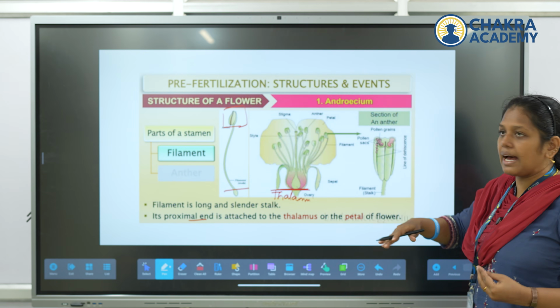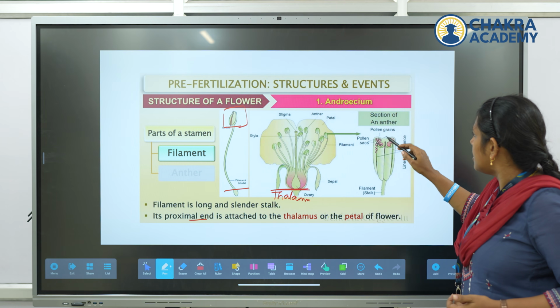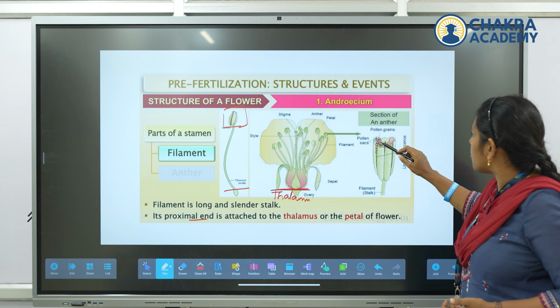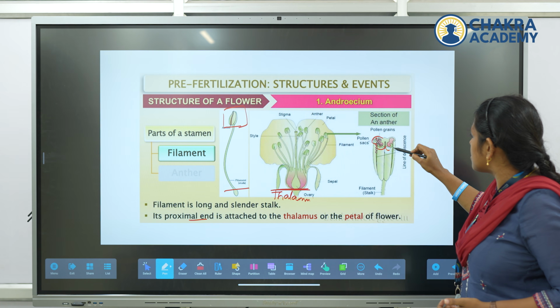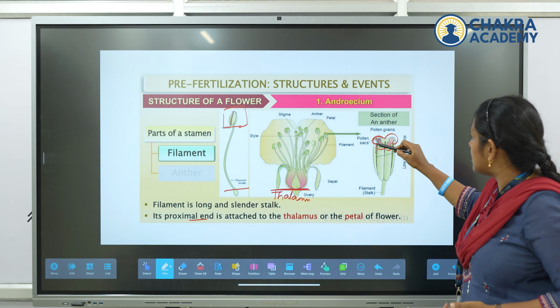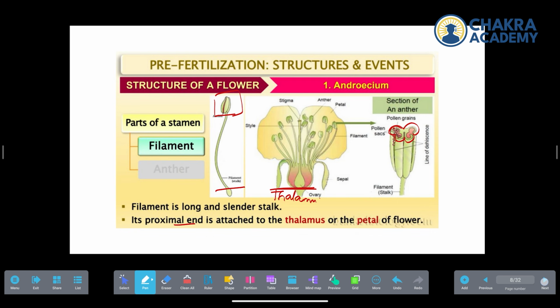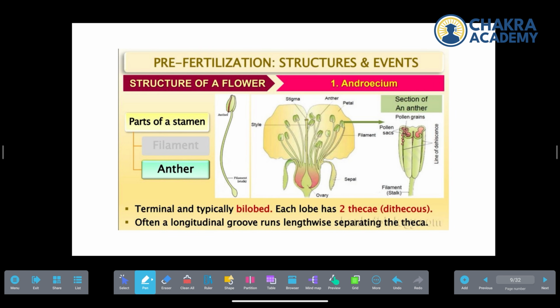If you cut open the anther, it shows a transverse section. In this section it contains pollen grains, which are tetrapod in nature, we will see later. Now the next one, the anther. The anther is located at the topmost region of the filament. It has a bilobed structure. So in the filament the anther is bilobed in nature.